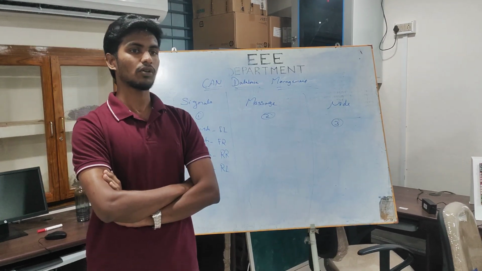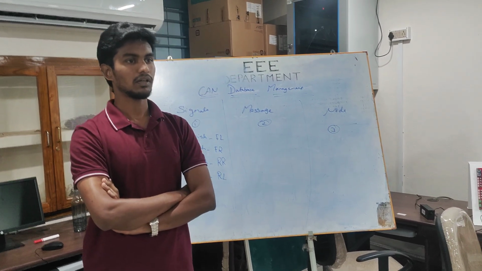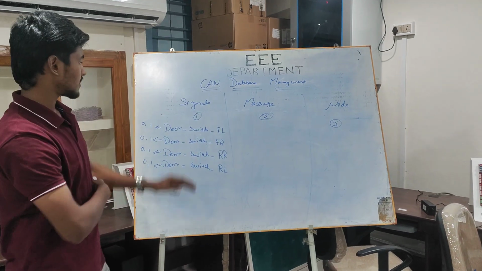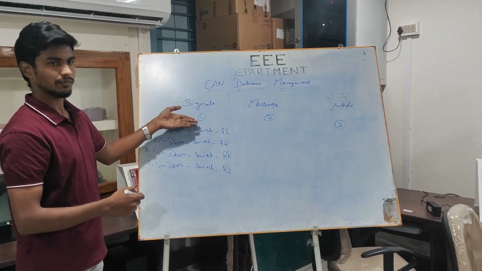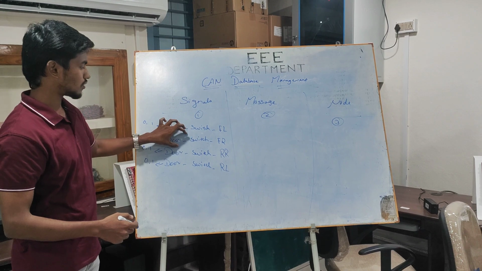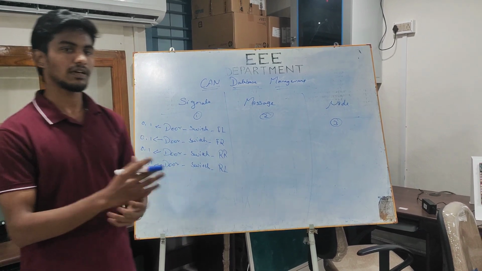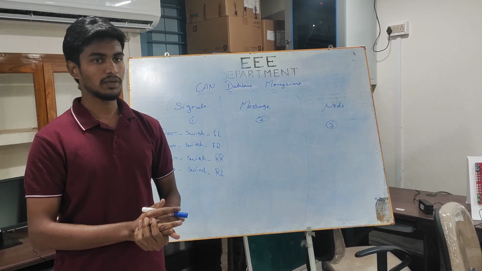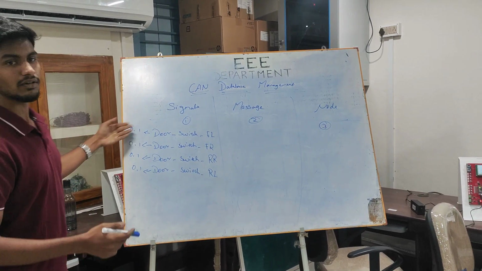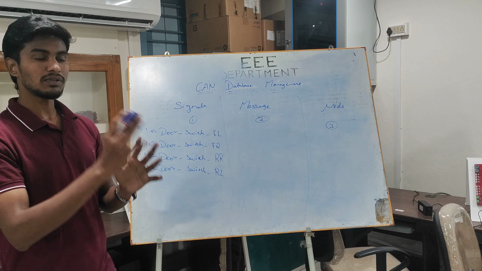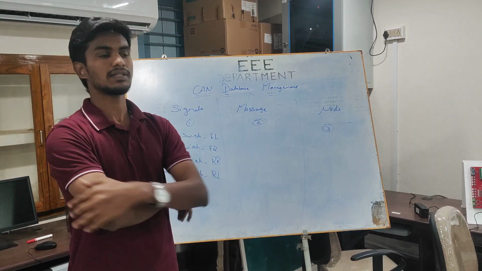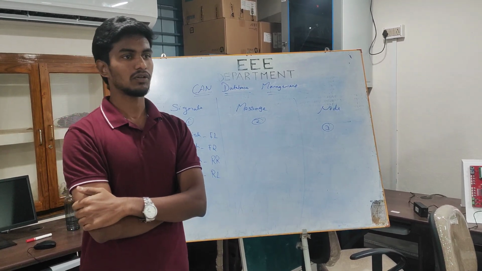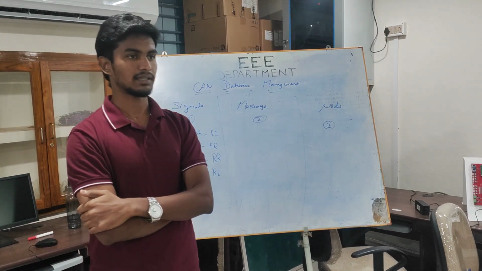So 0 and 1 means how many bits are we able to take? 1 bit. So we can assume these signals have a 1 bit range. This door switch has 1 bit, another door switch has 1 bit. So we declared the size as 1 bit, and the range we declared as 0 to 1. Now we want to send these signals to a body control module message, correct?